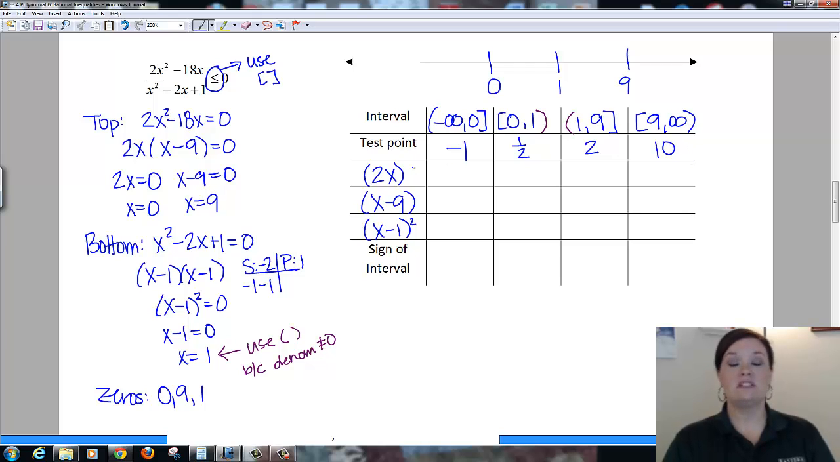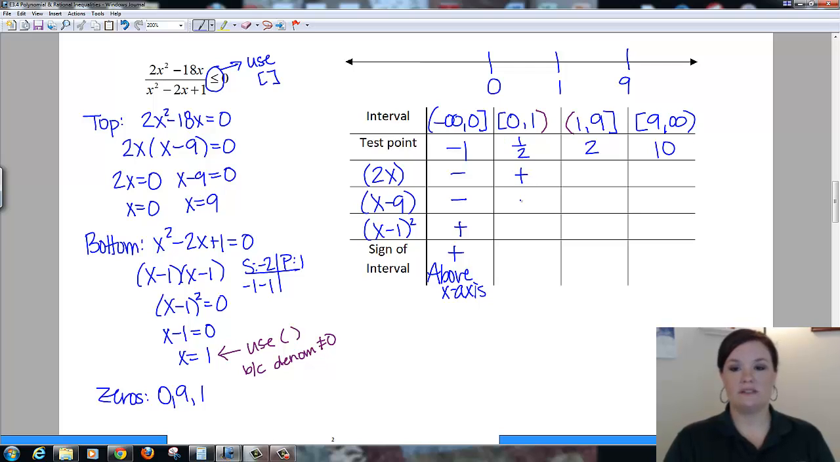And I'm just going to plug these into each factor. So 2 times negative 1 is negative. Negative 1 minus 9 is negative. And then this last one I know is going to end up positive, because no matter what I get when I plug it in, when I square it, it becomes positive. So I have 2 negatives and a positive, which gives me a positive interval, which means that my y's are above the x-axis.